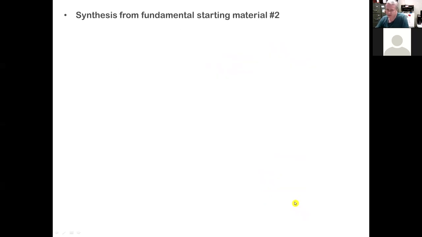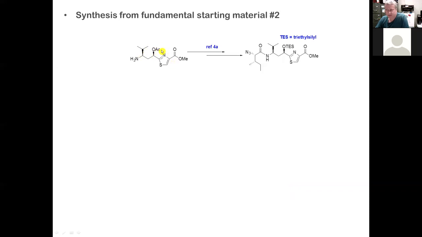All right, so now fundamental starting material number two, what are they going to do? So they're able to make this pretty easily or purchase it. This is what they start with. They use a literature reference to just do a couple things. Attach the isoleucine amino acid with the azide, a weird protecting group almost. Azide is almost a protecting group for nitrogen, which, I have to confess, is kind of rare. I haven't seen that too much in my organic chemistry training. And then the other thing they did is convert the acetate, which is an ester, into a TES, which is a triethylsilyl, an oxygen protecting group, all right? They just used a literature reference to do that.